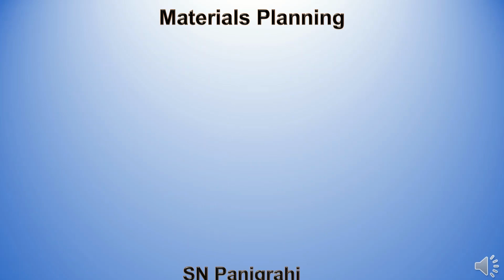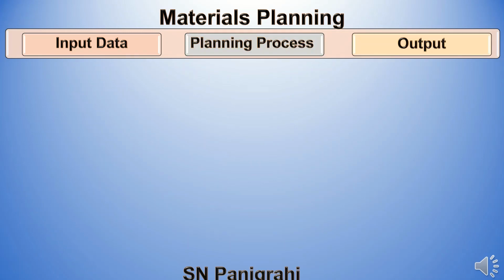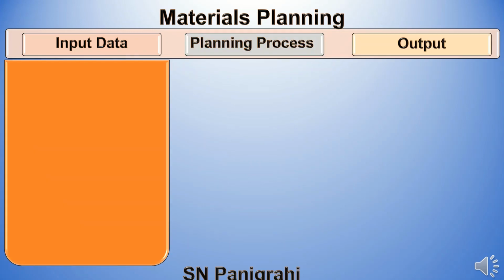Materials planning is a process that uses input data, then process planning, and delivers output. Materials planning essentially takes inputs from production planning. Production planning is the process of deciding how a product will be manufactured, and determines how many of each item to make before the manufacturing process begins.